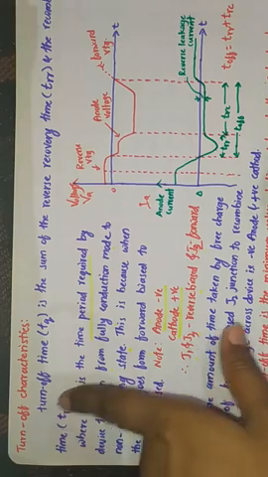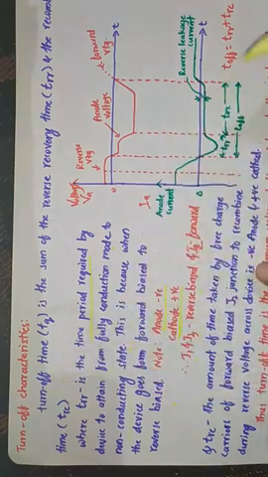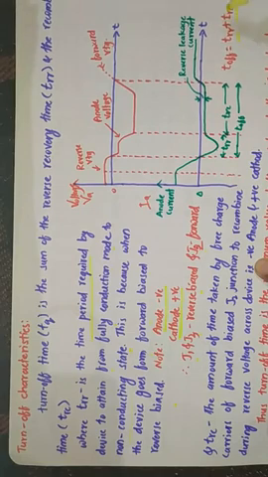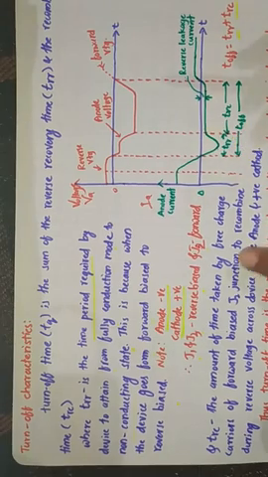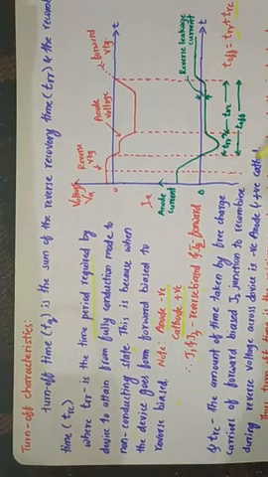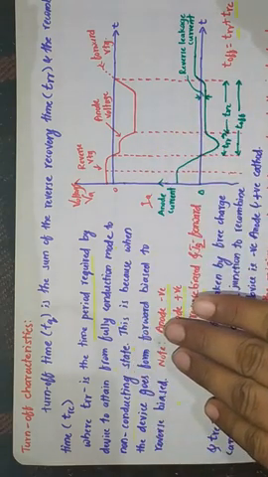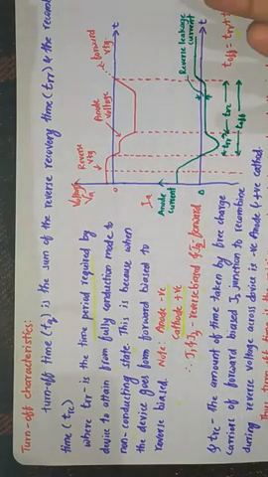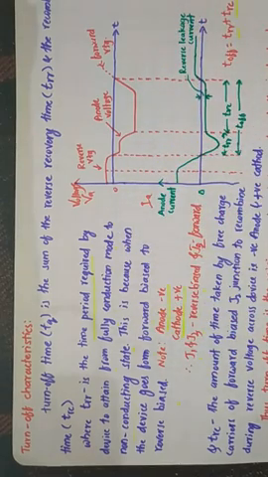T off time is nothing but the sum of TRR plus TRC. What is this TRR? TRR is the reverse recovery time. In simple words, the device which is in the conduction mode comes to the off state because of the reverse bias, and the device turns off. The time required is TRR.